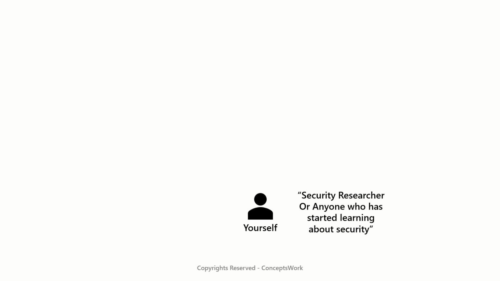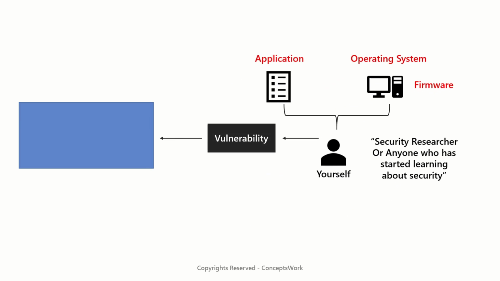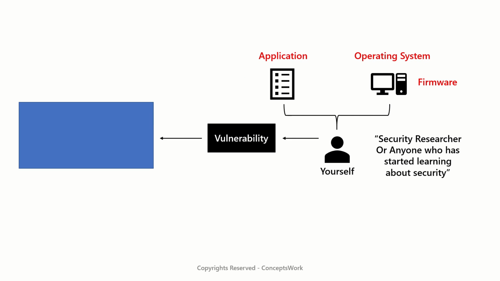Think about yourself as a security researcher or anyone who has started learning about security. Now, let's say you found a vulnerability either in an application or operating system or firmware. You have put a lot of time into understanding the behavior of this vulnerability. By this, I mean that, let's say, in order to execute an exploit with this vulnerability, an attacker needs local access to the device. Or let's say that by using this vulnerability, an exploit can be performed without any admin access. Typically, no admin access required. Now, since no admin access is required, it's not a complex task, right?